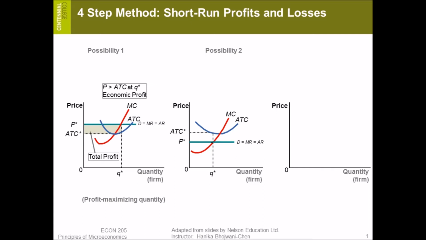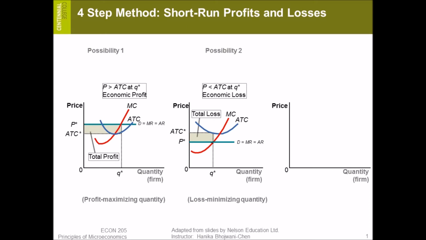Step 4. Given that we have now found total revenue and total cost, we proceed to step 4, where we find out whether there is economic profit, economic loss, or zero economic profit or break even at Q star level of output. In this scenario, the total cost is greater than total revenue. Therefore, this firm has negative economic profit, or you can also call it economic loss.